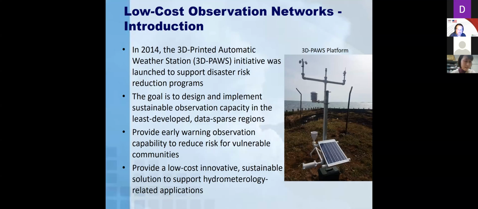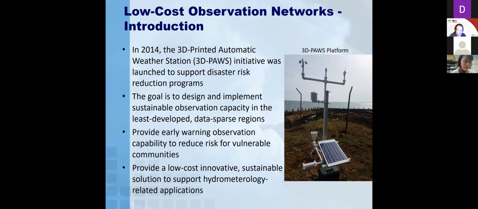All right, so just as a little introduction, a little background of our program, we've been focusing on developing 3D printed, so using 3D printers to develop an automatic weather station. This was launched to really address disaster risk reduction programs around the world.